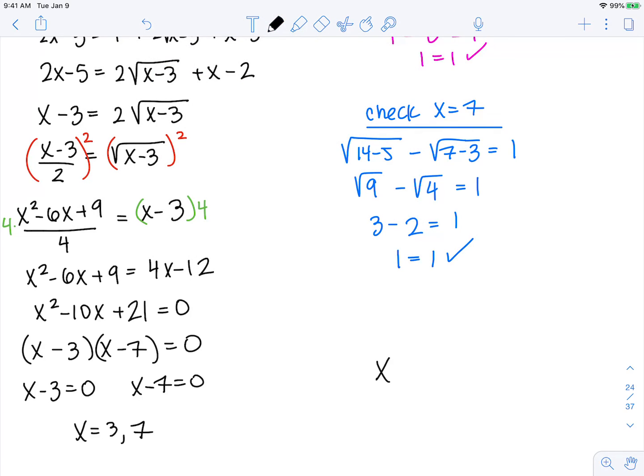So our final answers are x equals 3 and 7. So notice sometimes you do not get extraneous solutions.